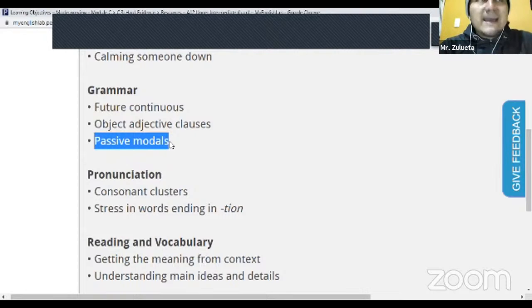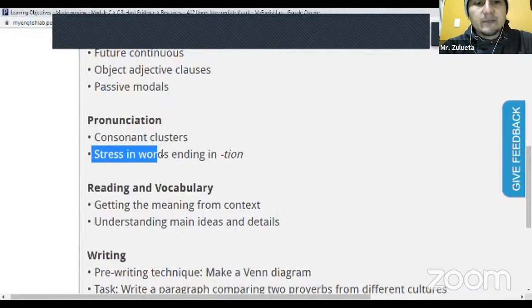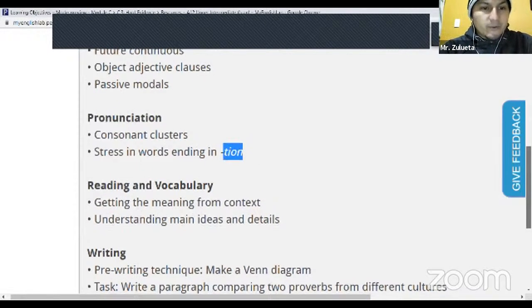As you may already know, I like to use one modal verb to advise. That is ought to. We ought to be playing by noon tomorrow. We ought to study every day. That's one of my favorite modals, which you will understand in this unit, okay? Thank you very much. Now the pronunciation: consonant clusters and the stress in words ending in -tion, okay? Now, let's continue with the last two.